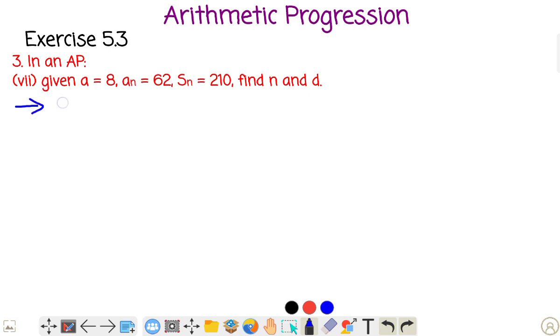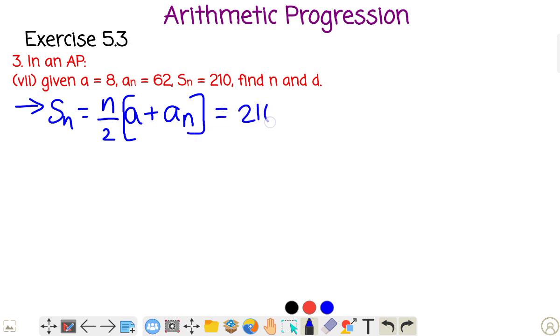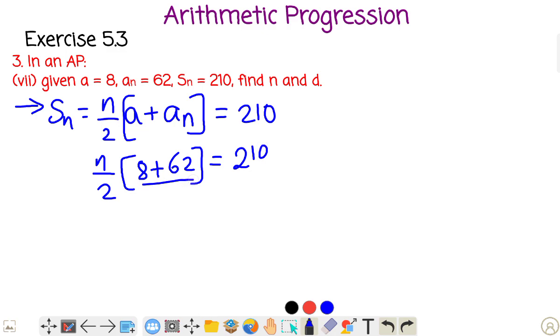So first I will start with the Sn formula. So I have Sn is equal to n by 2 into, I have the last term, so I will take a plus an as the formula, which is equal to 210. They have already given this. So n value we don't know, so n I will write as it is. A is 8 plus an is 62 is equal to 210. So if you add these two, I will get 70. So n by 2 into 70 is equal to 210.